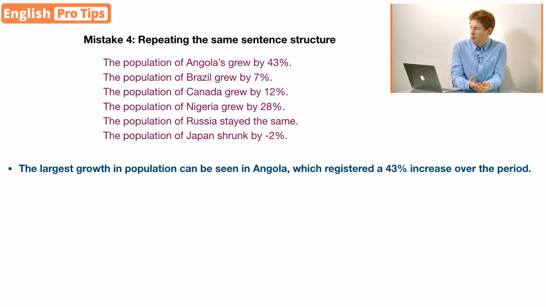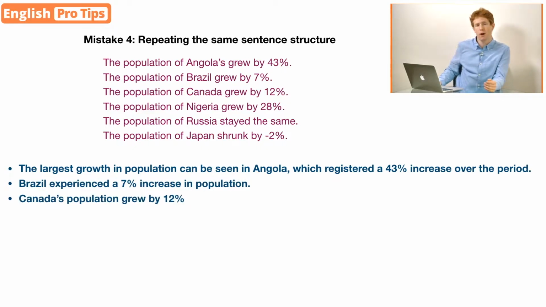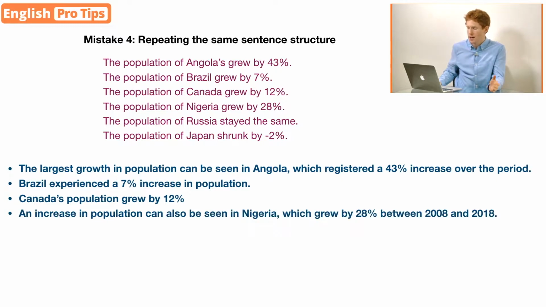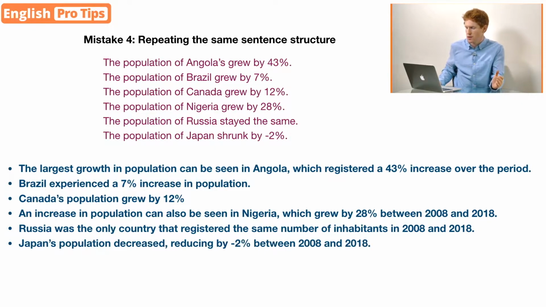The largest growth in population can be seen in Angola, which registered a 43% increase over the period. Brazil experienced a 7% increase in population. Canada's population grew by 12%. An increase in population can also be seen in Nigeria, which grew by 28% between 2008 and 2018. Russia was the only country that registered the same number of inhabitants in 2008 and 2018. Japan's population decreased, reducing by 2% between 2008 and 2018.